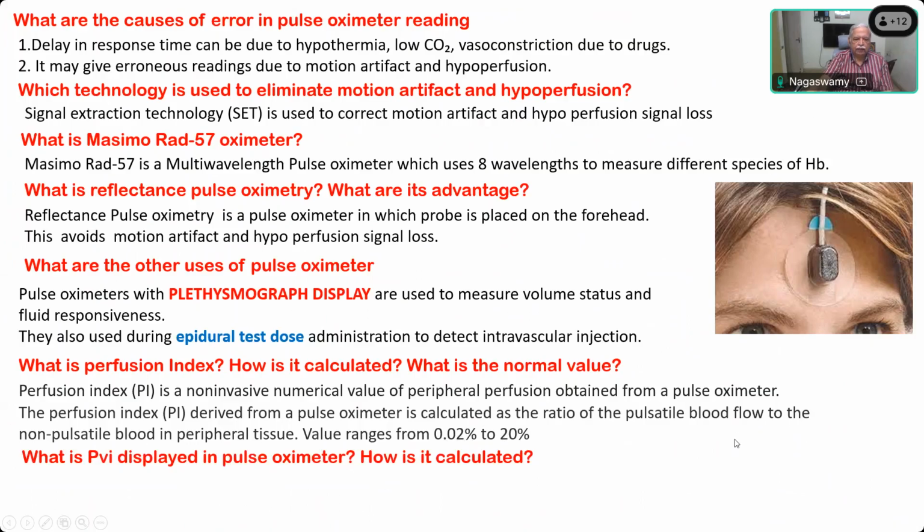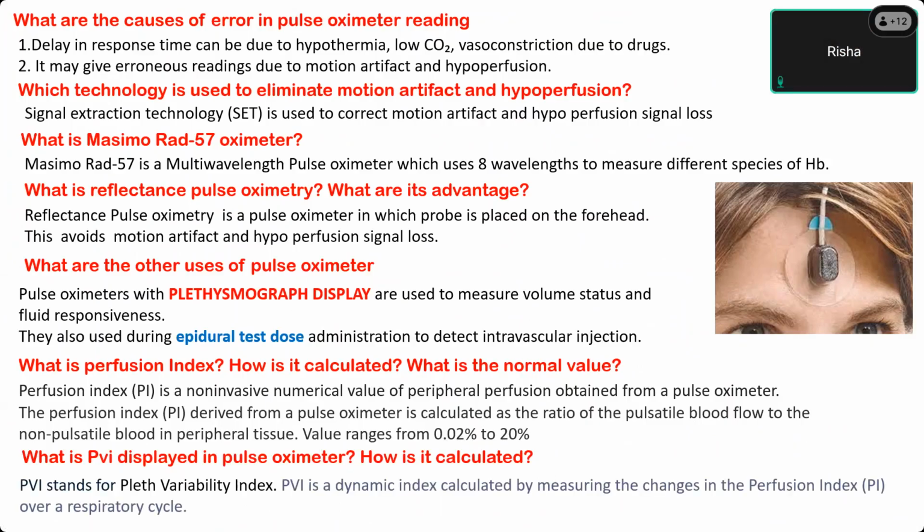What is PVI displayed in the pulse oximeter? How is it calculated? You would have seen some pulse oximeters have a display called PVI, apart from PI, which is perfusion index. Pleth variability index displayed. How is it calculated?